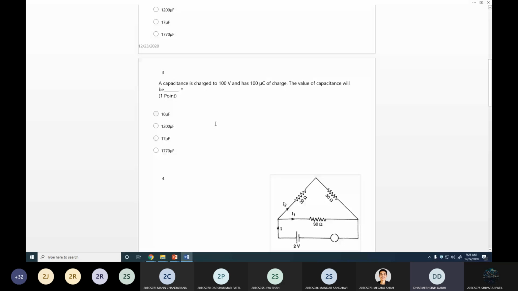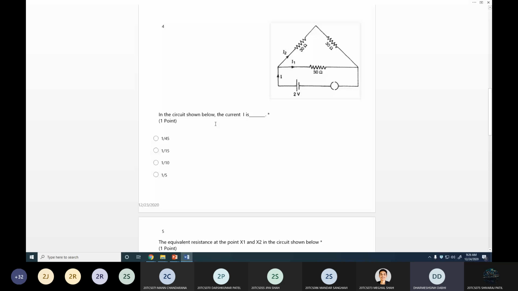Okay. Now next question. In the circuit shown below, the current I is the total current from the supply. What is the value of current? MCQ 4. 1 by 10. Sir, 1 by 10.